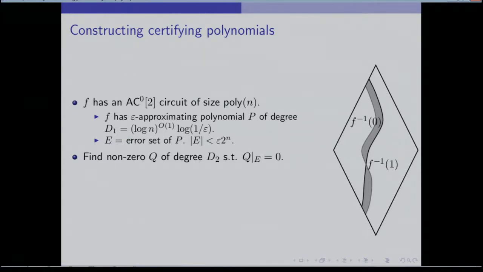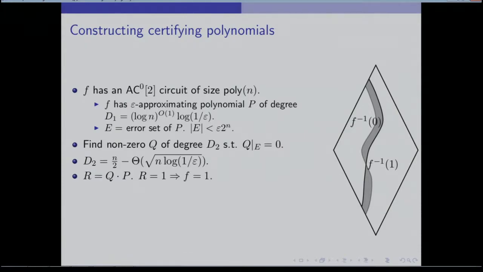And again, in order to do this, we have to solve a system of linear equations. But note that the number of constraints now is much smaller than 2 to the n. It's only epsilon times 2 to the n. So you started with a very large number of constraints, but now you're going to a different system which has a very small number of constraints. And now if you choose your parameter d2 carefully, it doesn't have to be very close to n by 2. It can be slightly far from n by 2. Then you'll have at least as many variables as linear constraints, and then you'll be able to find a non-trivial solution. Okay? And once you have this polynomial q and your original polynomial p, the final certifying polynomial is just the product of these two things. Okay, so it's q times p.